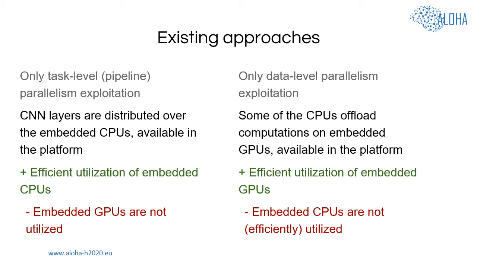In these approaches, highly parallel computations within CNN layers are offloaded for computation on embedded GPUs. However, the embedded CPUs are utilized only for communication with GPUs and most of the time remain idle. This means that embedded CPUs are not efficiently utilized, while utilization of embedded CPUs and pipeline parallelism would allow further improvement of CNN throughput achieved by exploitation of data-level parallelism.